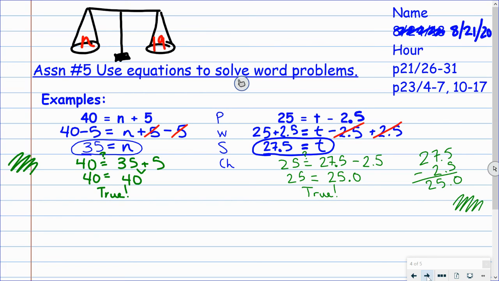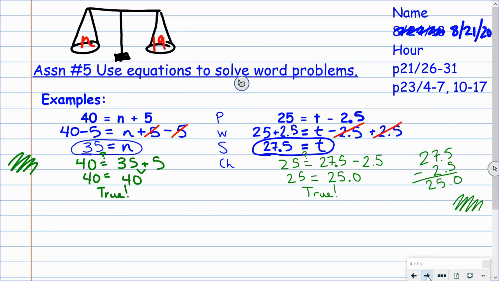Once again, you see all the steps of these examples: the problem, the work, the solution, and the checking. If you do not put all those steps on your homework, you will not receive credit. If you do not put all those steps on your test next week, you will not receive full credit.